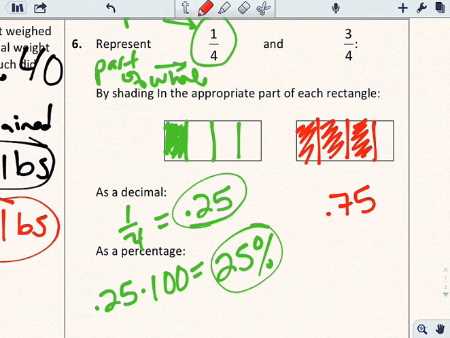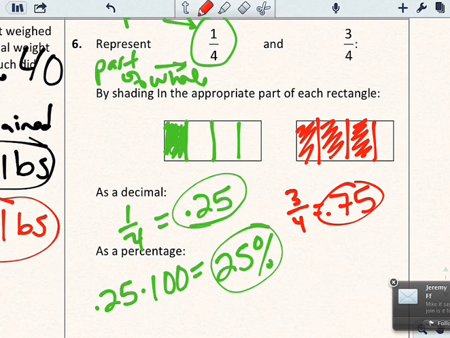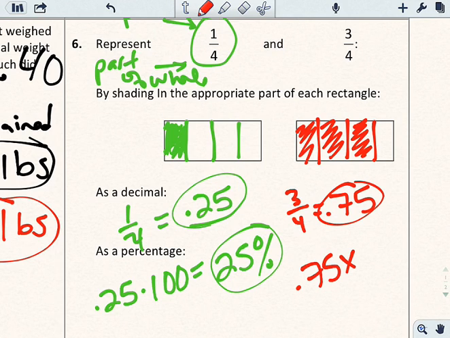So in the same way on the right, where this was just 3 divided by 4 to make 0.75, if I take 0.75 times 100, I get 75%.